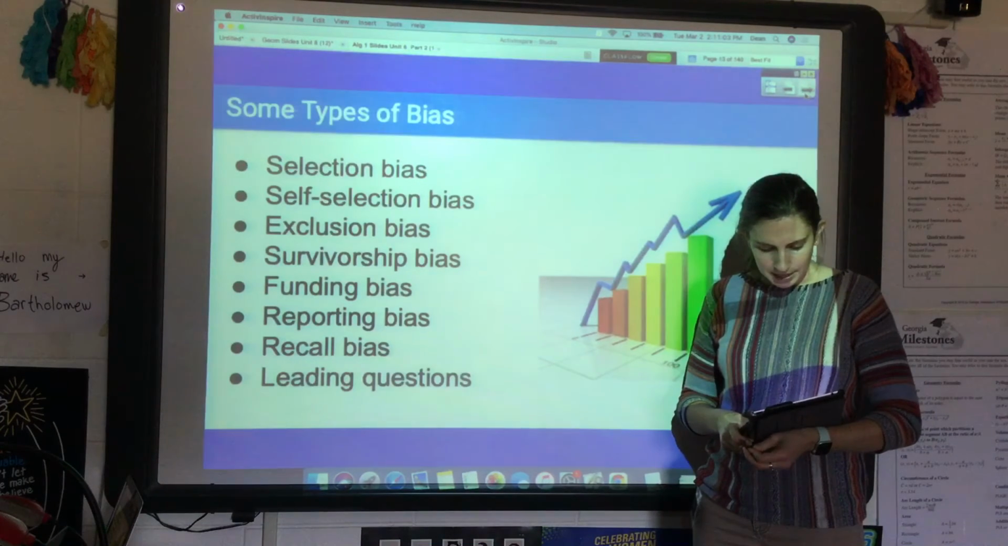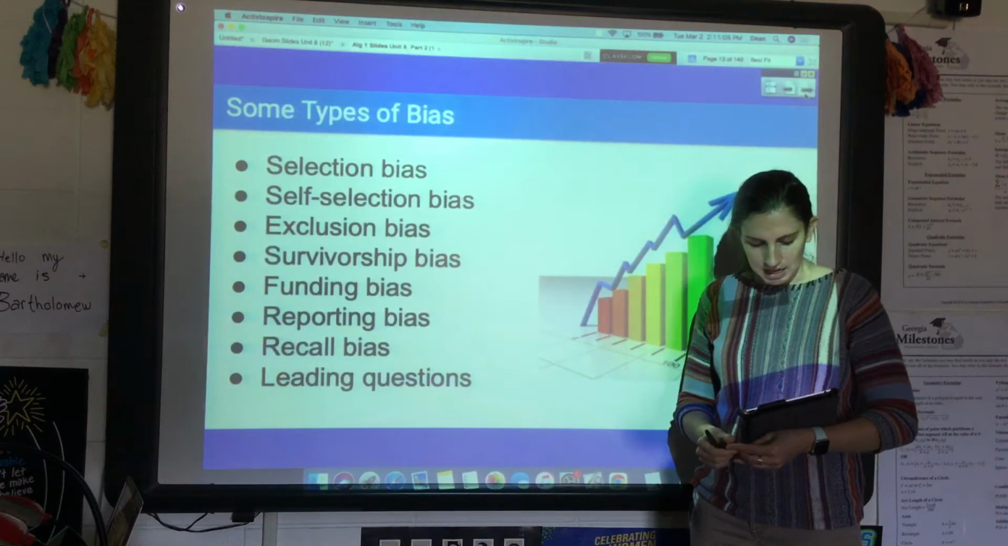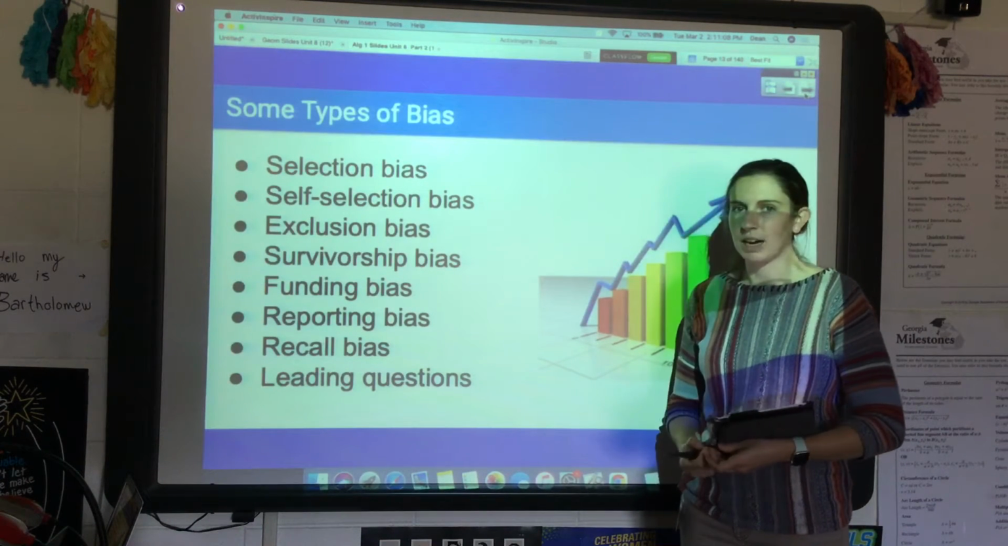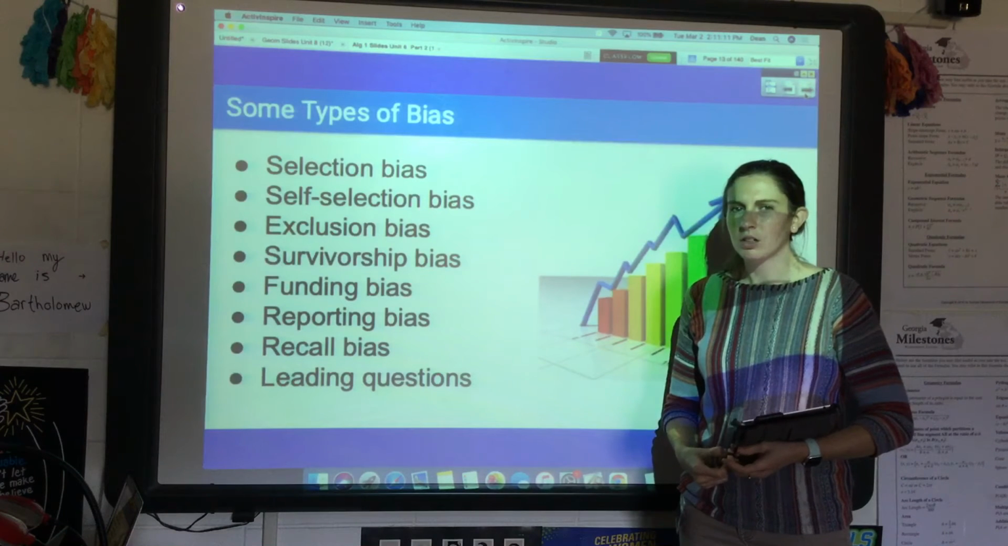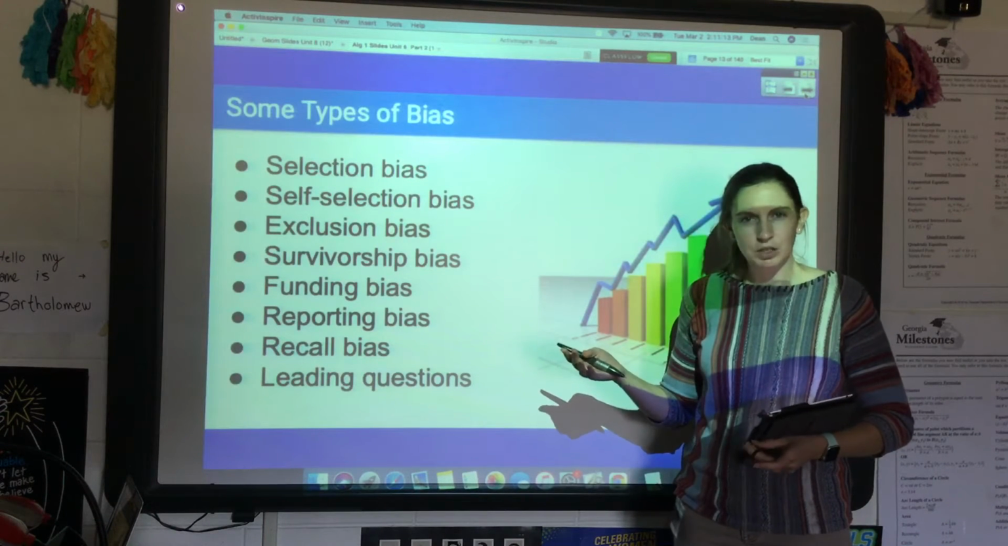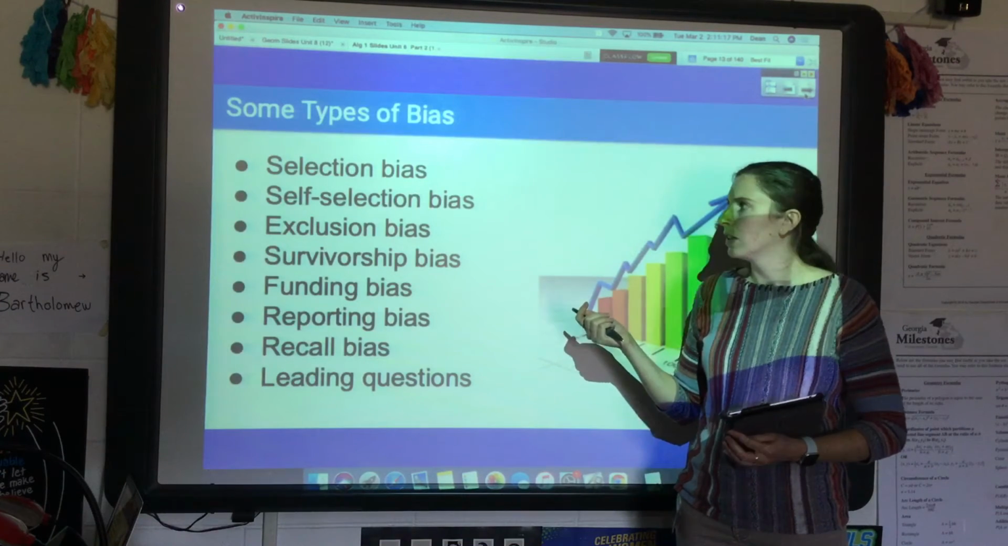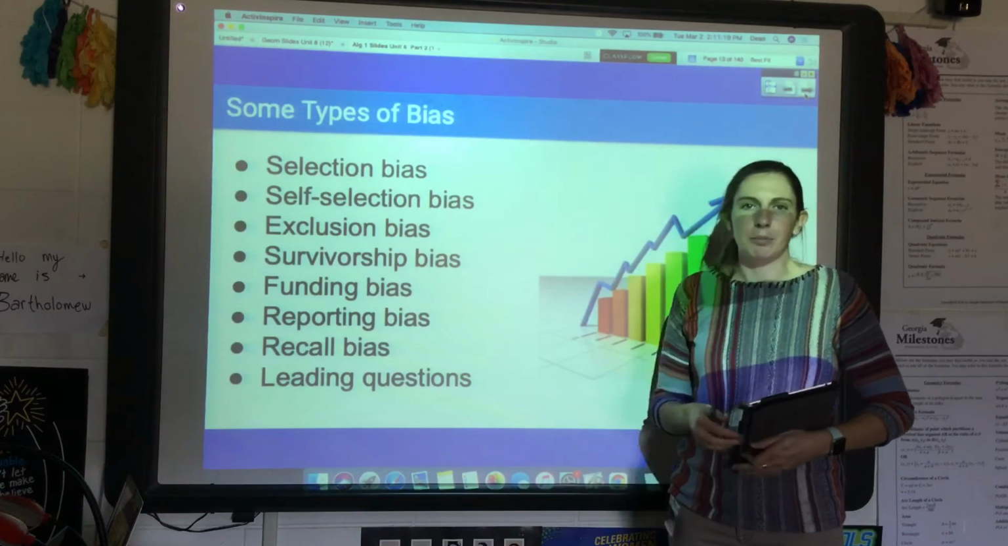Remember, bias means, it's basically the opposite of a random sample. It's like your results are going to be skewed in some way. Maybe certain people are more likely to be picked than others. So that would be bias.